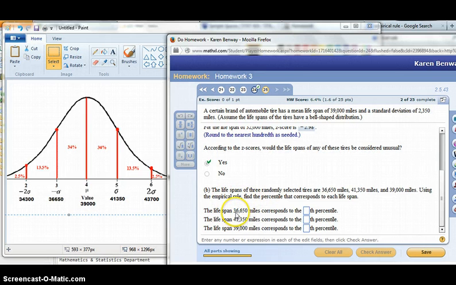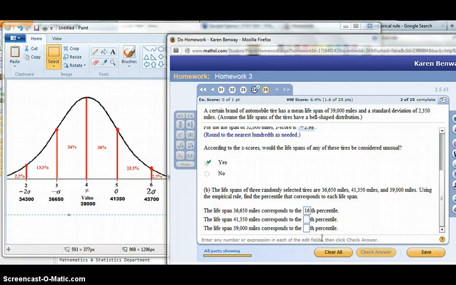So looking at the lifespan of 36,650, that's 1 standard deviation below the mean. We know that there's a total of 13.5% plus 2.5%, which gives us 16% down there below. So that means that this is the 16th percentile, because the percentile refers to the percentage of the data that's below. So enter there.